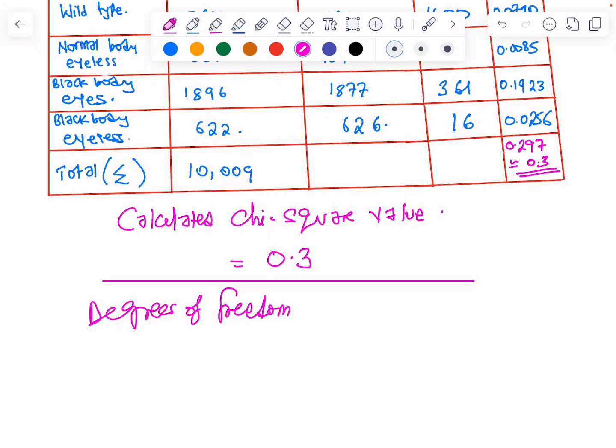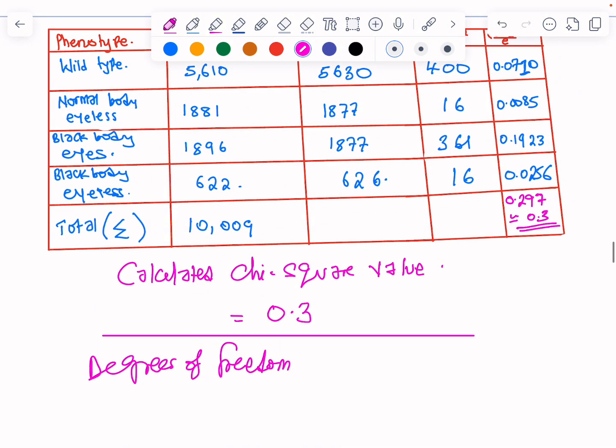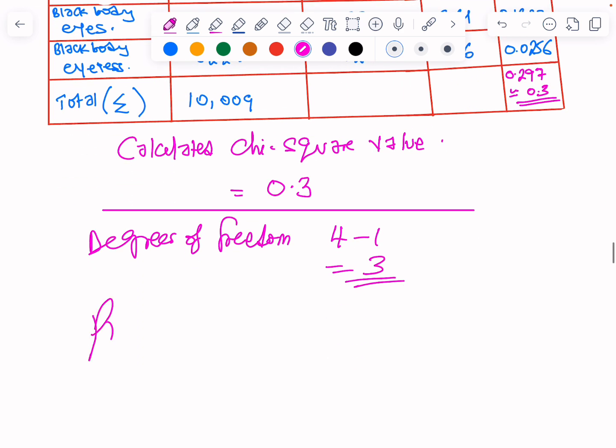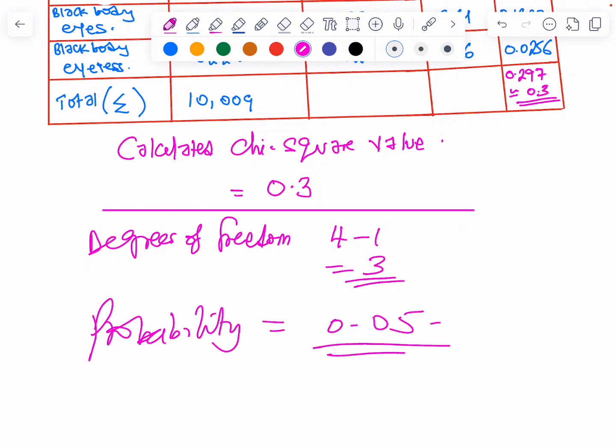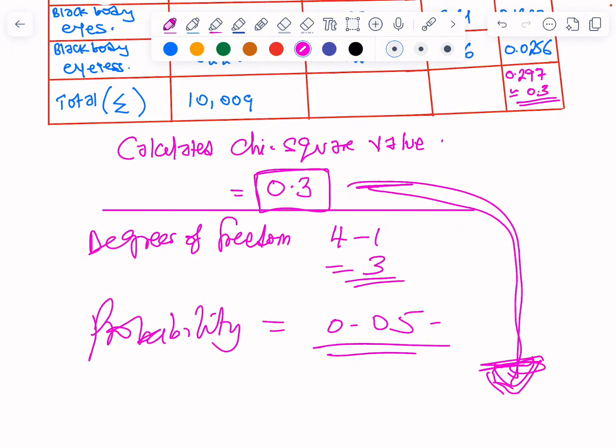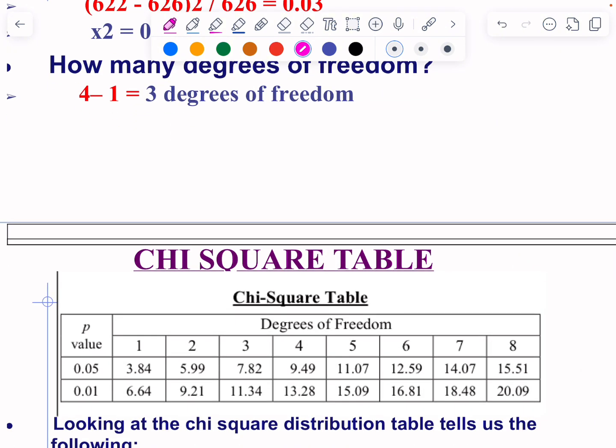Remember, the degrees of freedom are the number of phenotypes minus 1, or the number of options. So we have 1, 2, 3, 4. So we have 4 phenotypes. So we're going to say 4 minus 1, and that is 3. Those are the degrees of freedom. Then the probability level that we always use is 0.05. Then we go on the table for the probability values. We look for the chi-square value, and we see whether it is bigger or less than this number over there. So when we look here on the table, the degrees of freedom are 3, so we're going to look over there. Then the probability level 0.05, so we need that number.